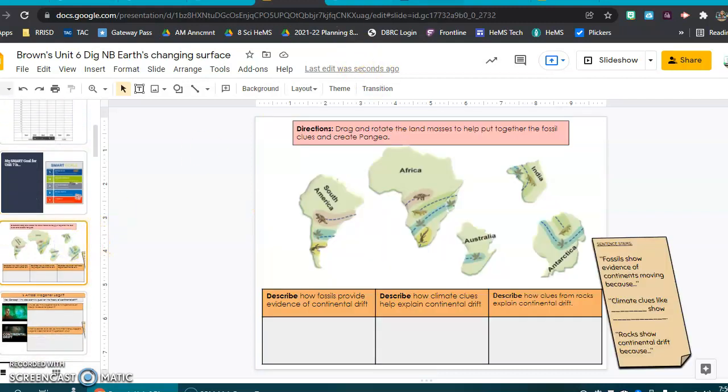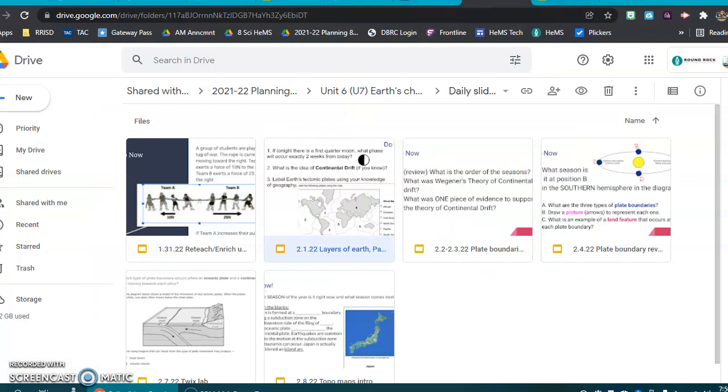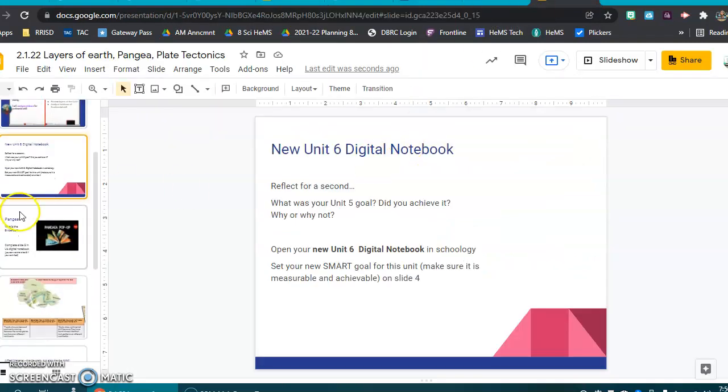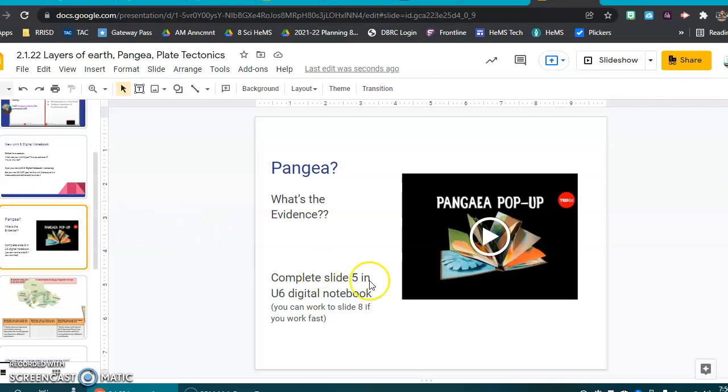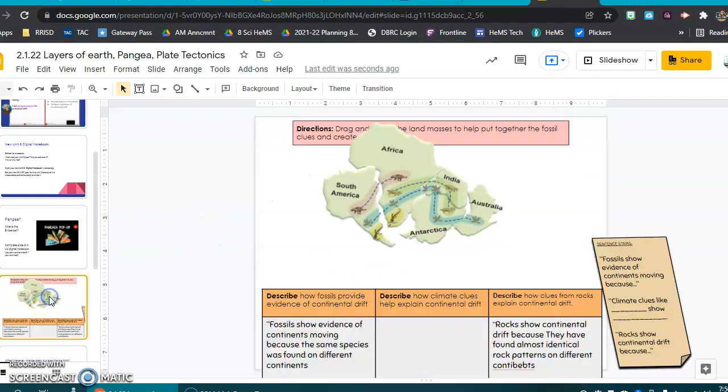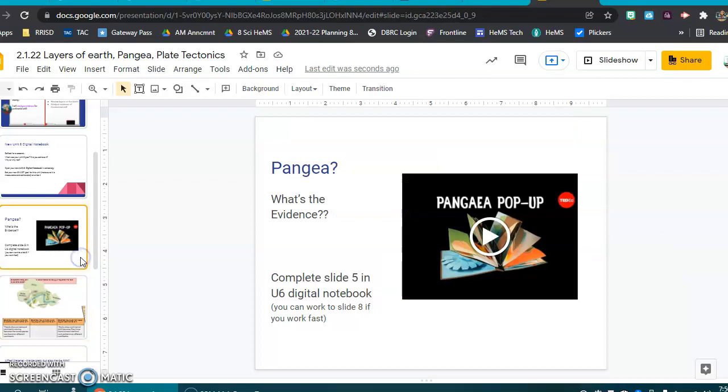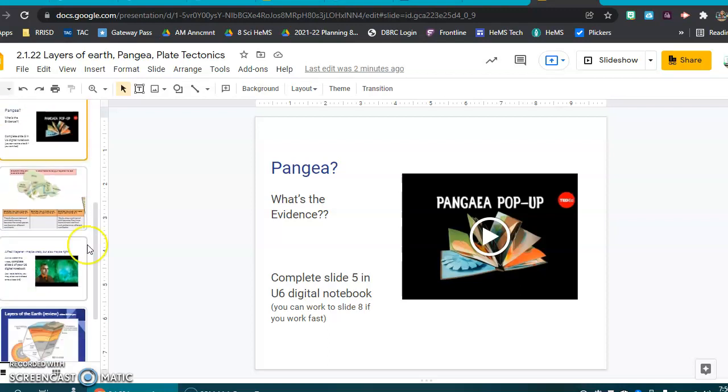All right, so I'm going to go to today's slides, and they're there. I want you to watch this little video on Pangea and units in slide 5 of your notebook. You're going to move the puzzle pieces together so they look like this. You can show the evidence that they talk about in the video. As you watch this video, it's kind of cool, and you'll need to watch it. So click it in the slide deck under today's do now.